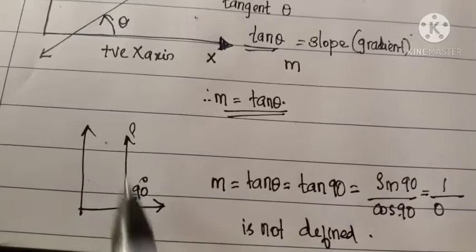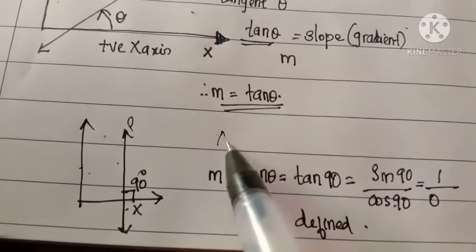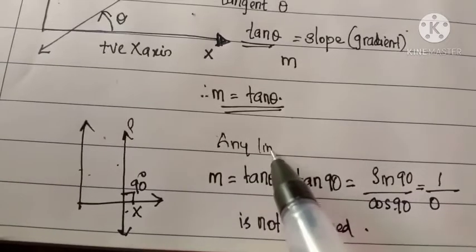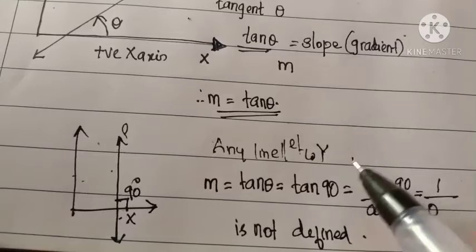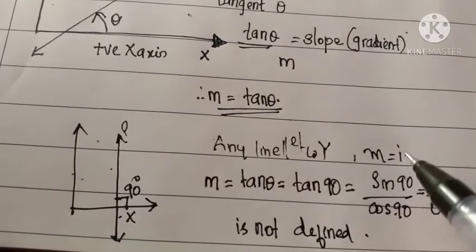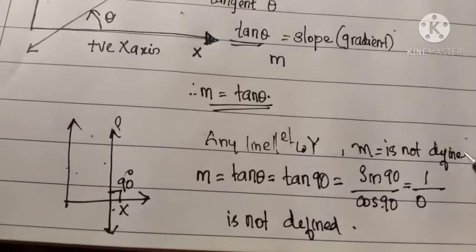So vertical line means any line parallel to the y-axis. For any line parallel to the y-axis, its slope is not defined.